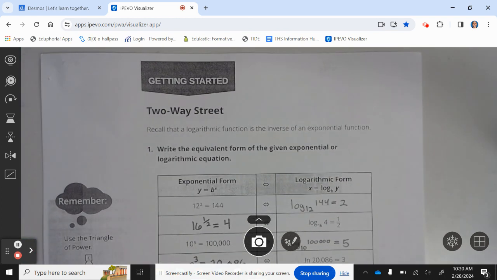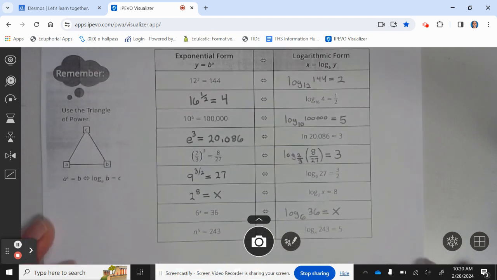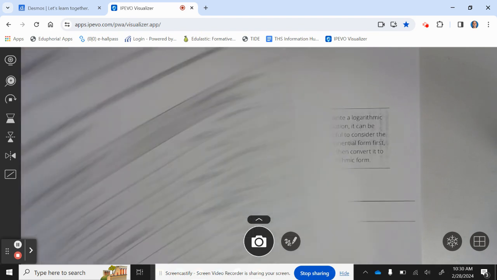Getting started, two-way street. Recall that a logarithmic function is the inverse of an exponential function. 1. Write the equivalent form of a given exponential or logarithmic equation. All right, go ahead and complete the table. Let's take a look at the next page.